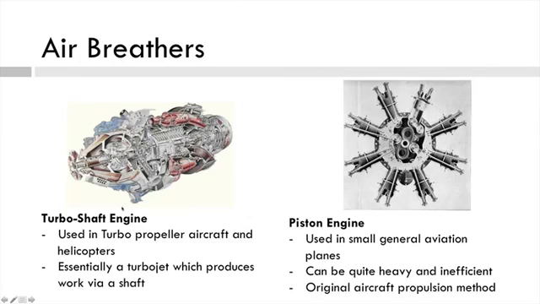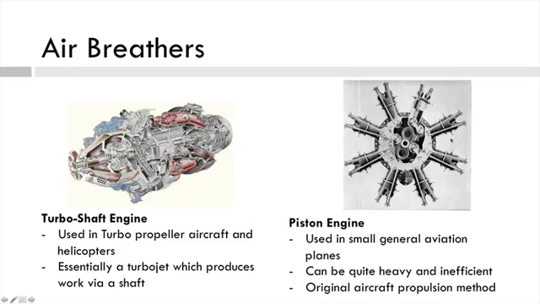Okay, other air breathers. The turboshaft is based on the turbojet again, but instead of using high-speed gas for thrust, we use a shaft that spins at high speed, so we attach a propeller and generate thrust that way, as in a turboprop aircraft or in a helicopter. They're most commonly used in helicopters. They're also used for power generation, but that's not really in the scope of this course.